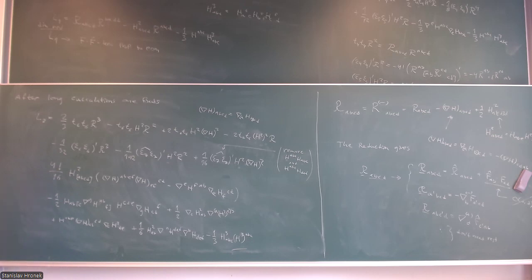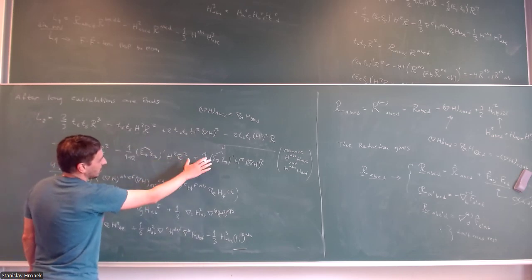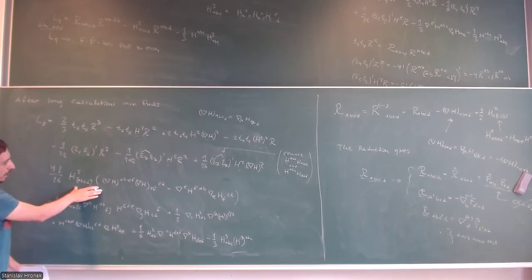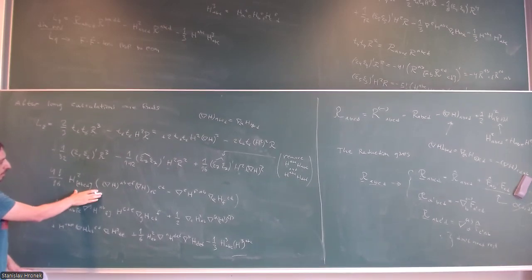Seems impossible to write anything. Now, these terms have a structure that seems to repeat at five orders. For these terms, it's less clear. But actually, it turns out that you can write the result of the next order, alpha prime cubed.